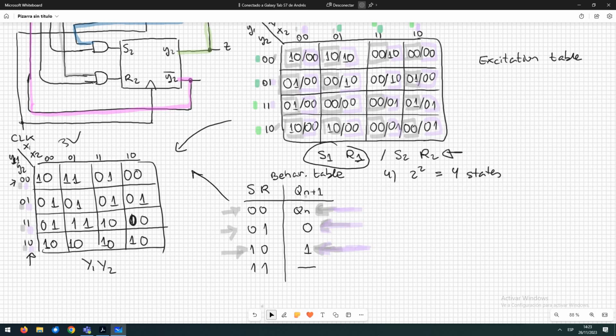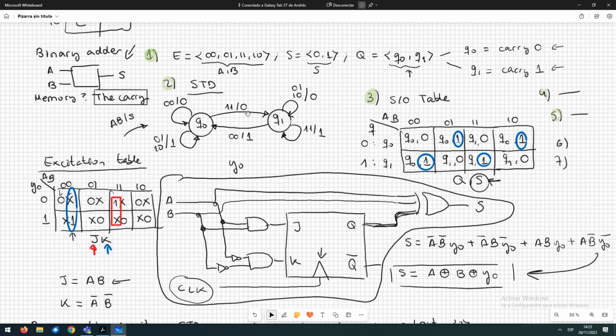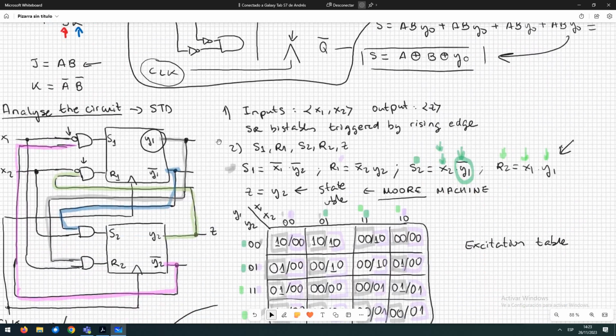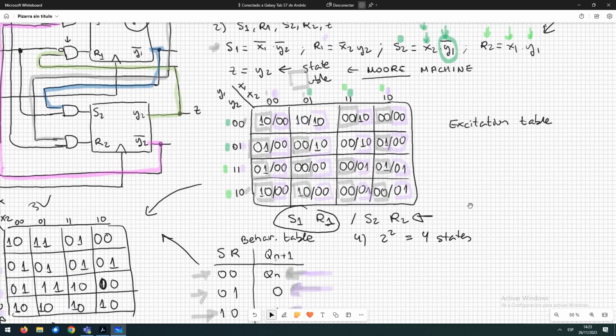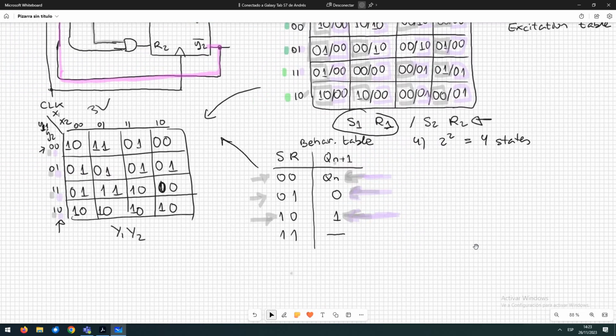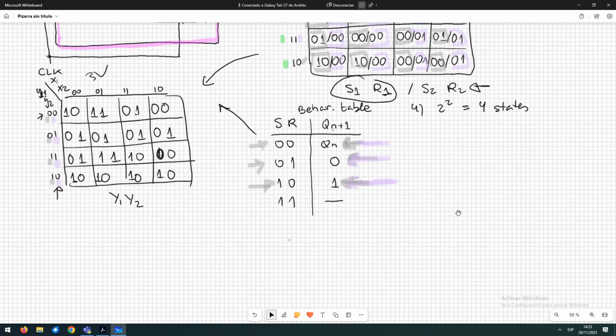So this is, remember, a Moore machine. In a Moore machine, we have this state output table. The output only depends on the state. So we are not going to add the output in each cell. We are going to use only an extra column for the output. So the state output table is the same.